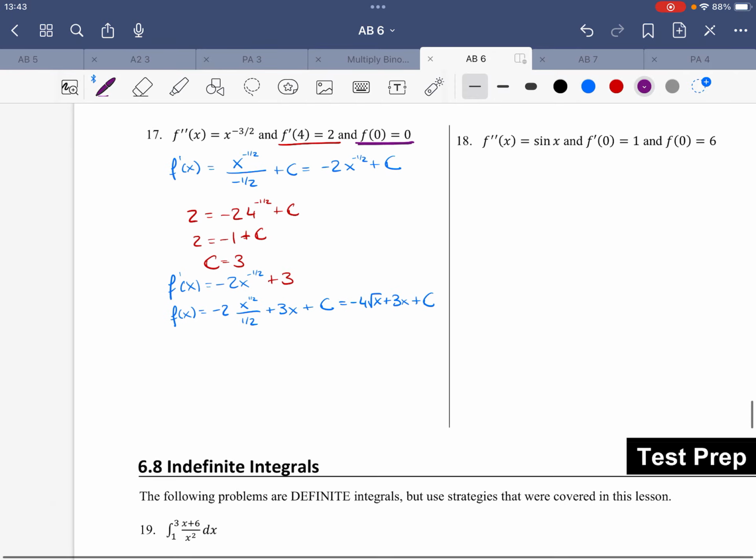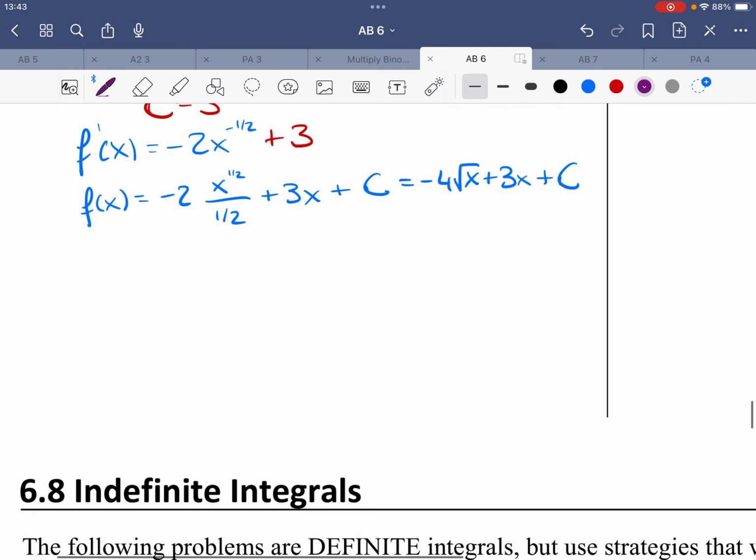So I also know that when x is 0, f is going to be 0. So this has to be 0 when 0 plus 0 plus c. So c in this case is 0. And now I can rewrite my solution, in this case with the new c or without any c because it's 0.